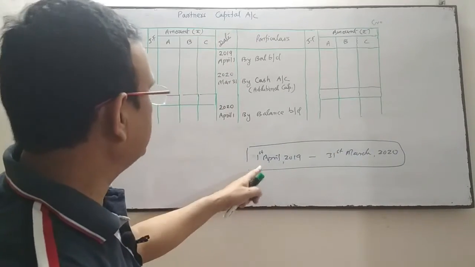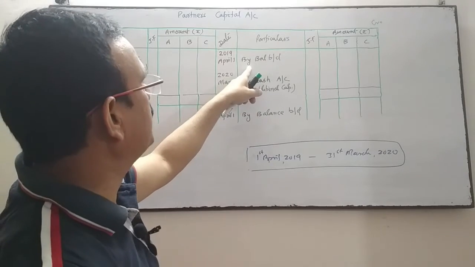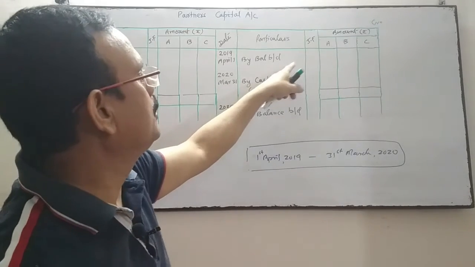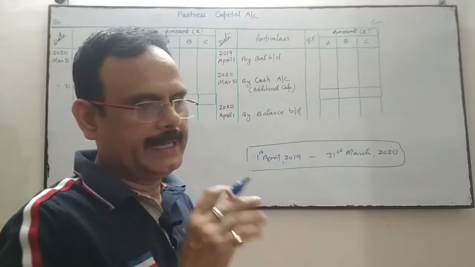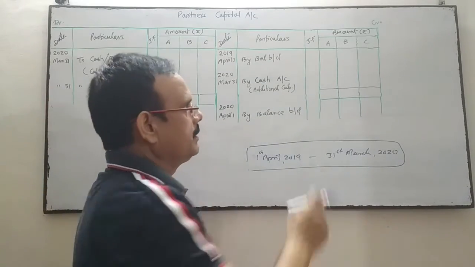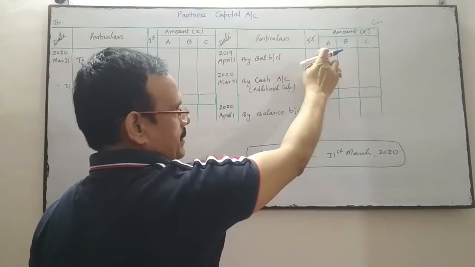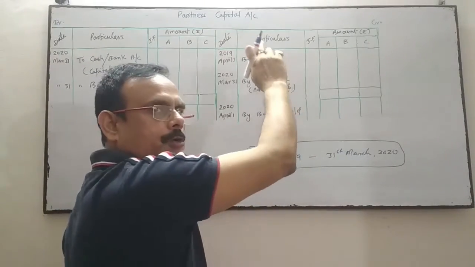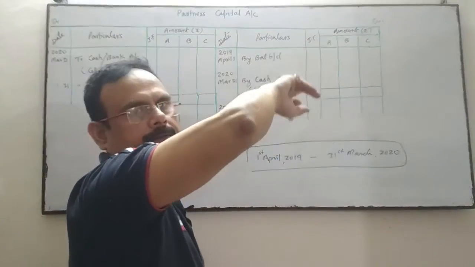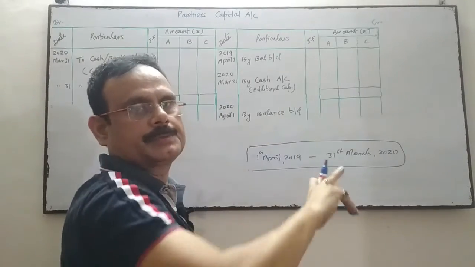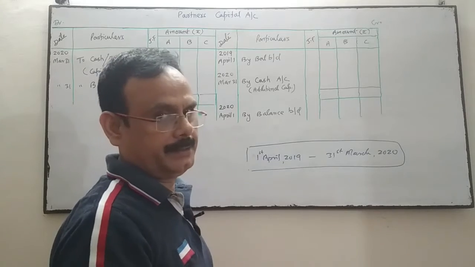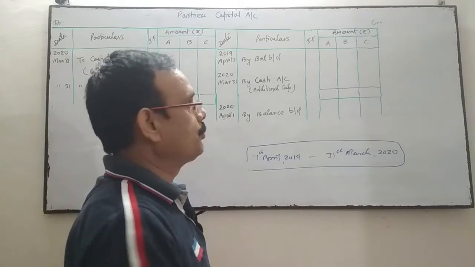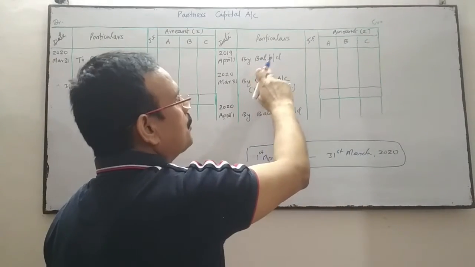So opening balance, we will write the opening balance this side by balance brought down in the column of the 3 partners: A's capital balance, B's and C's capital balance. This balance is brought down from the previous year's balance. Previous year means 2018-19 is the previous year. So previous year balance will be brought down over here.